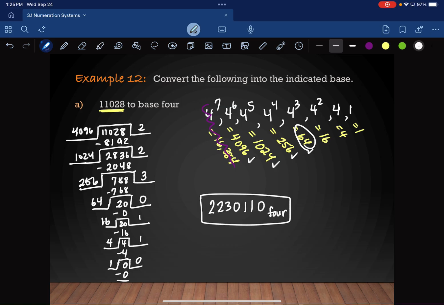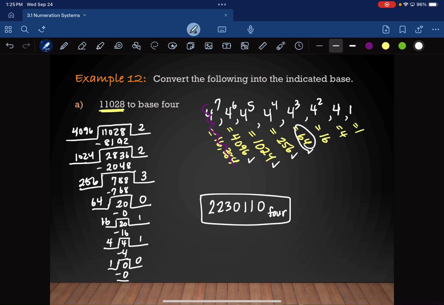Notice a couple of things. Every single number that you get out of the division over here better be a number between 0 and 3. It can't be 4 or bigger. Why not? Because it's base 4, and the only numerals in base 4 are 0, 1, 2, and 3. So all of these division pieces over here have to be between 0 and 3. If they're not, then you've got a mistake somewhere and you need to find it.